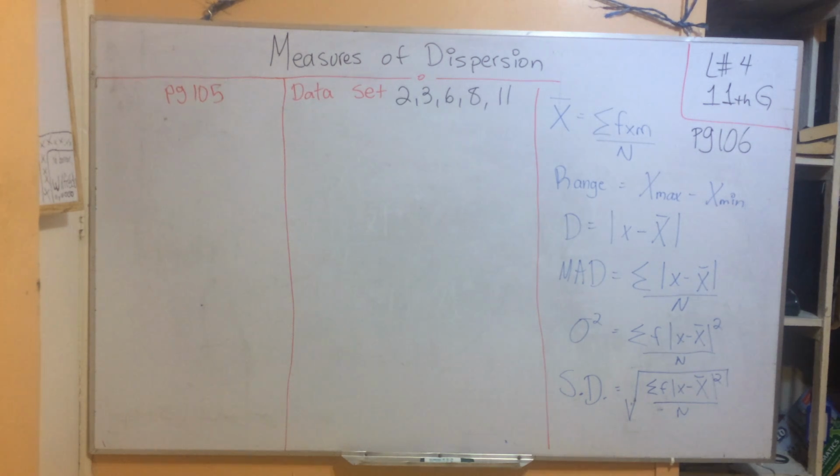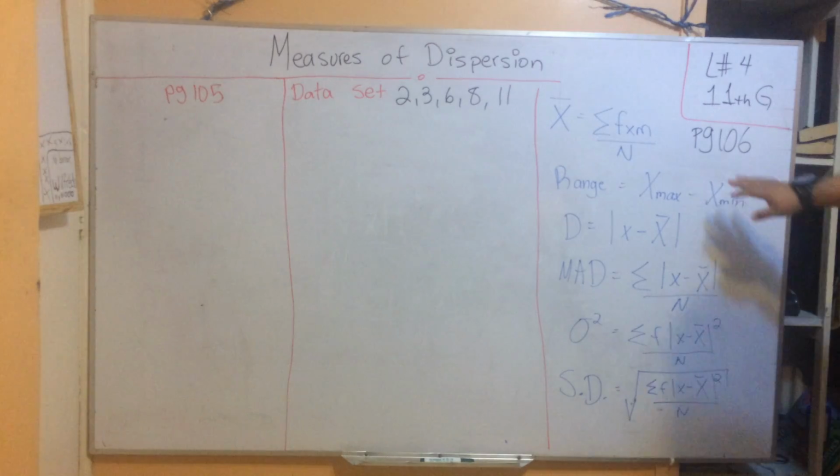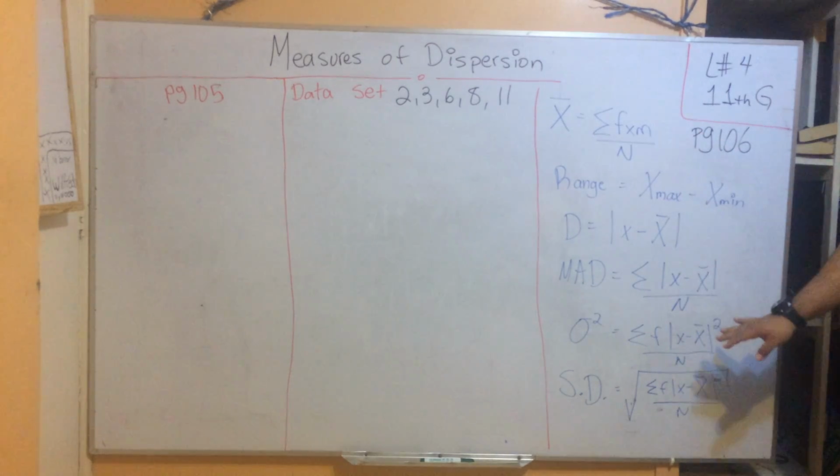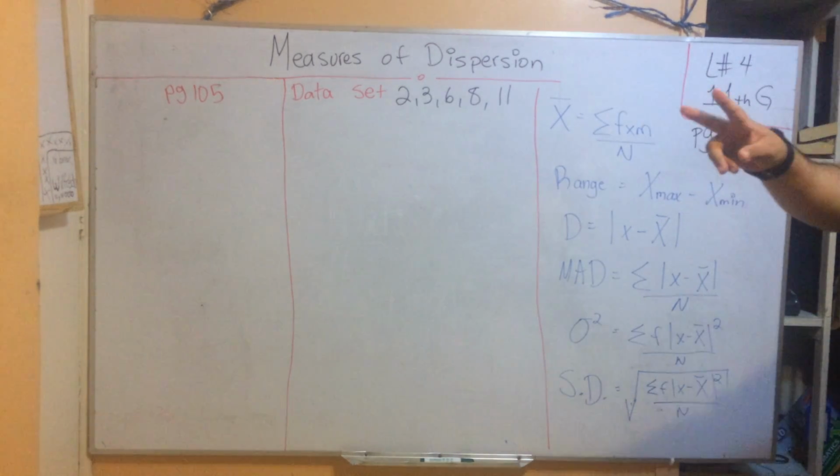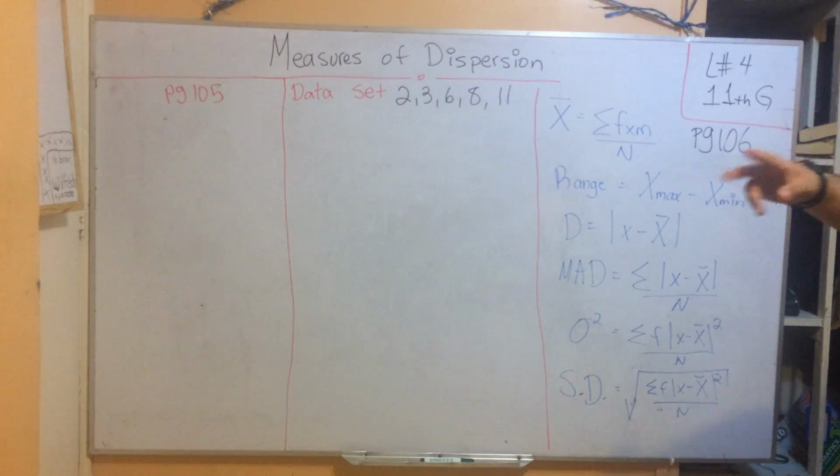Okay, so continuing with this lesson, continuing with measures of dispersion. Here we have the formulas that we need on this side. We're going to work two types of exercises, and both of them are on page 106, so you can compare your answers.